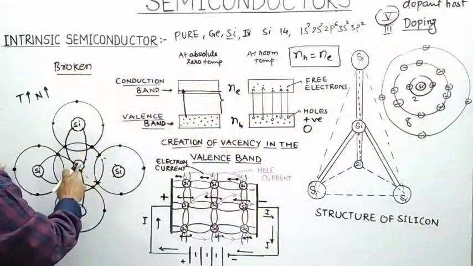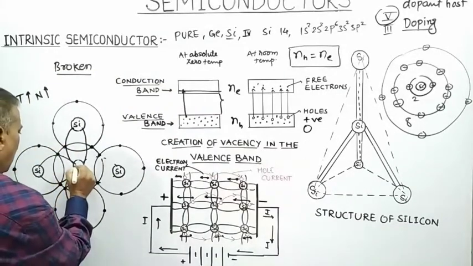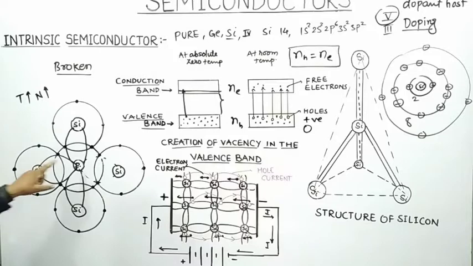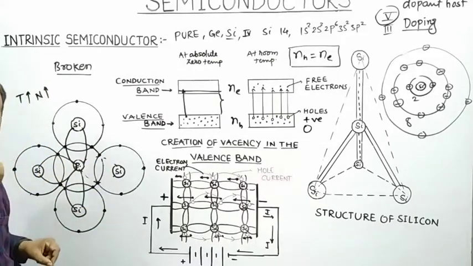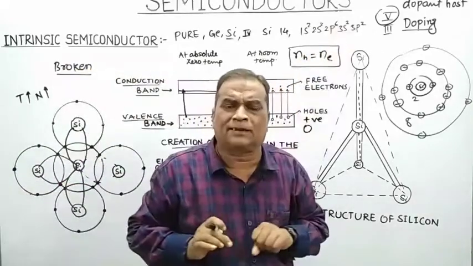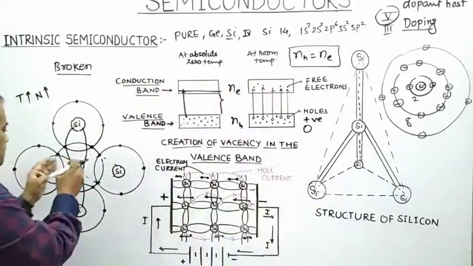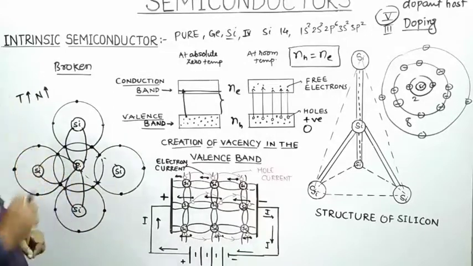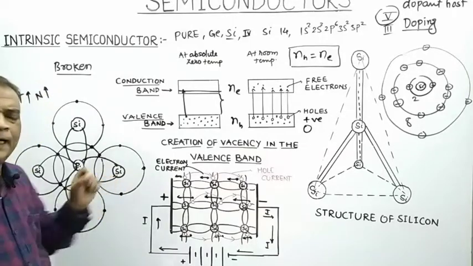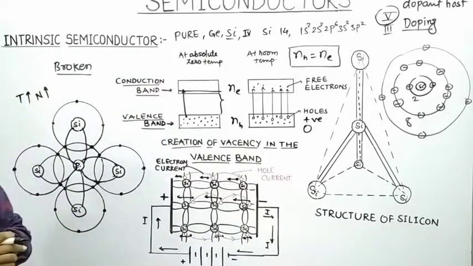See here, we may have one atom from the fifth group of the periodic table, say phosphorus. Suppose here we have an atom of phosphorus added as an impurity to a pure semiconductor. It means phosphorus is the dopant. That phosphorus will acquire the position of one of the silicon atoms, and we know that phosphorus has 5 electrons in its outermost orbit.